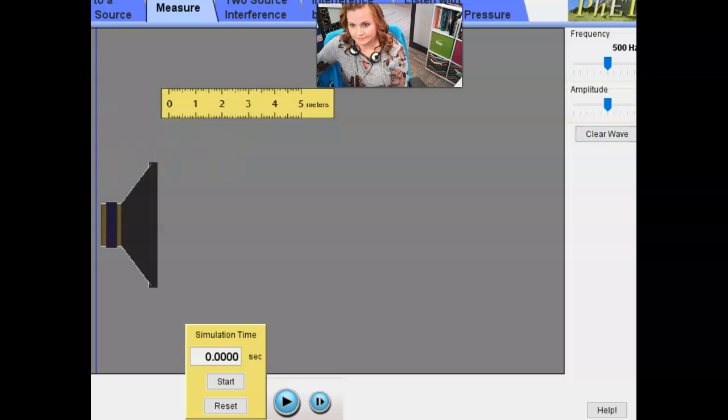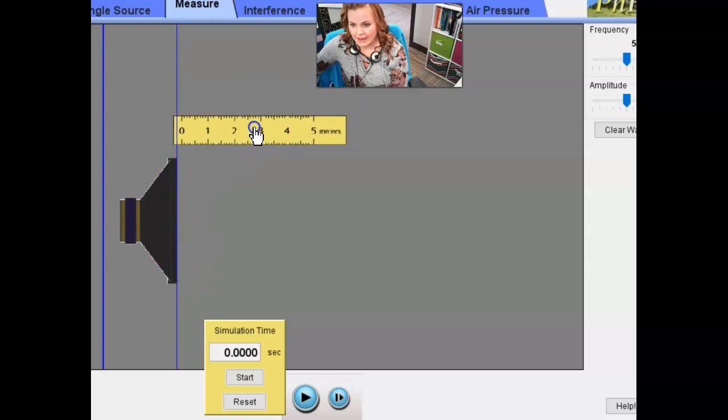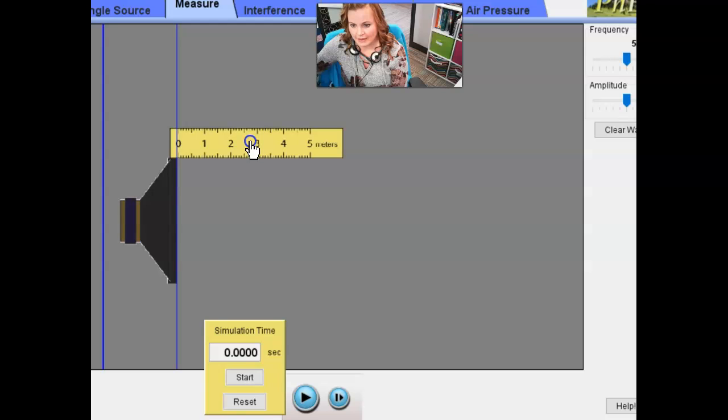First thing you're going to do is I'm going to clear the wave, and I'm going to take these two blue lines right here. I'm going to click and drag these so that one of the blue lines I'll put at the very end of the speaker, and that's where I'm going to put my 0 mark for my ruler as well. And then my other blue line, if I can catch it, sometimes it's kind of a pain to catch, I'm going to click and drag it to exactly the 5 meter mark. This allows me to more easily eyeball the waves themselves.